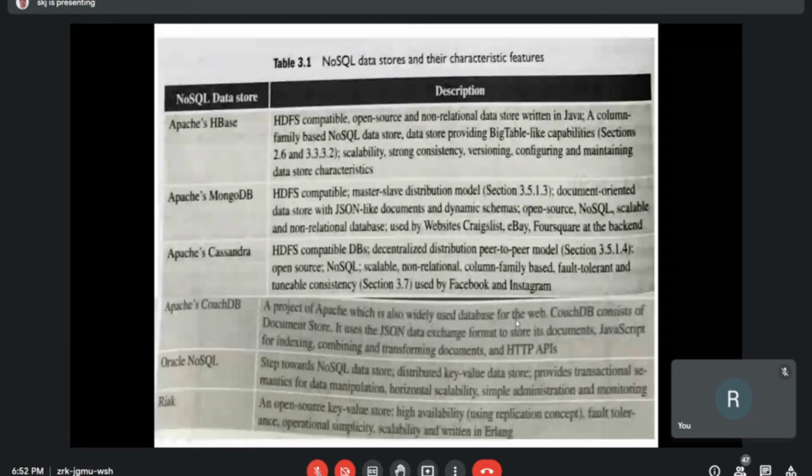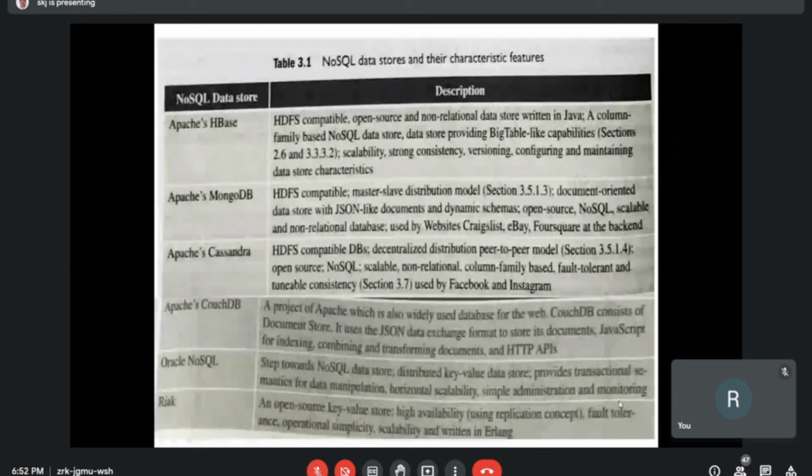Apache CouchDB, a project of Apache, is also a widely used database for the web. CouchDB consists of a document store. It uses JSON data exchange format to store its documents, JavaScript for indexing, combining and transforming documents, and an HTTP API. Oracle NoSQL, Oracle's step towards a NoSQL data store: a distributed key-value data store providing transactional semantics for data manipulation, horizontal scalability, simple administration, and monitoring.